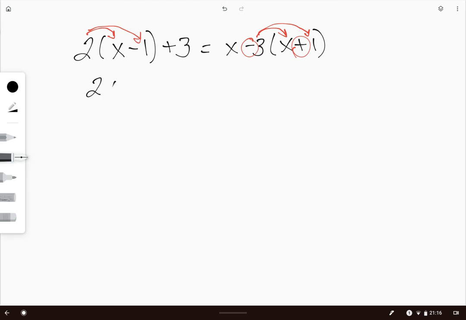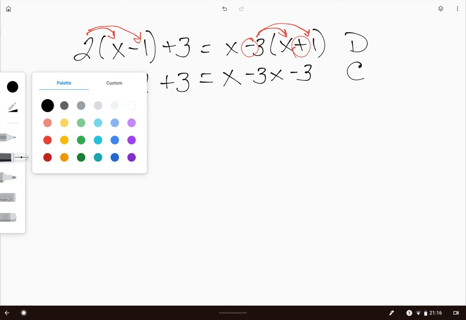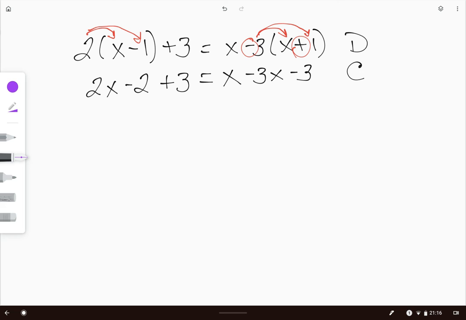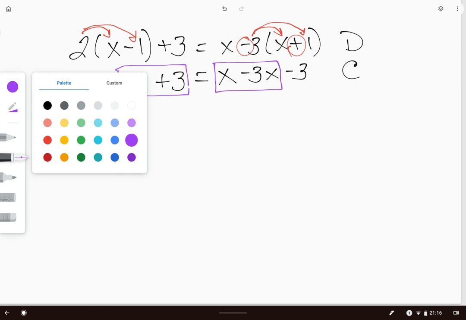2 times x is going to be 2x. 2 times that negative 1 is minus 2 plus 3 equals x. So negative 3 times x is minus 3x. Negative 3 times a positive 1 gives me minus 3. Okay, so we did our distributing. Now I need to combine like terms because on each side of my equation, I have some terms that can be put together. So if I look at the left side, I have negative 2 plus 3 that could be put together. And if I look at my right side, I've got x minus 3x that could be put together. Okay, so let's go ahead and do that.